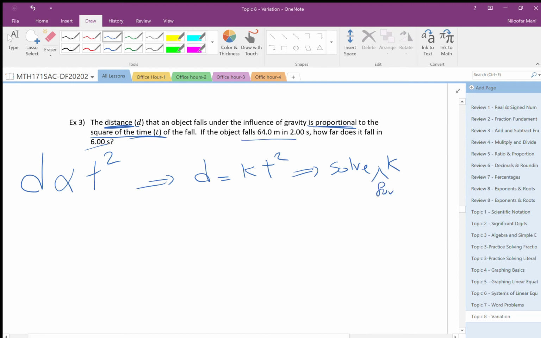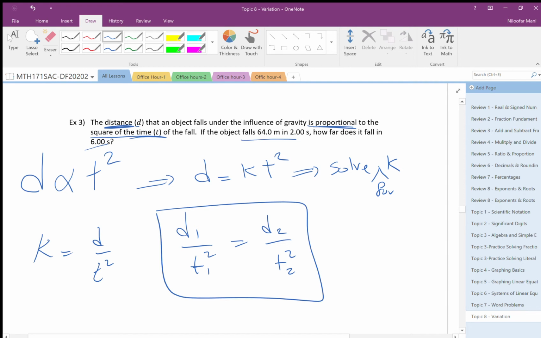It gives you the two situation formula. So k is d over t squared, d divided by t squared. So d1 over t1 squared is d2 over t2 squared. Okay, perfect.